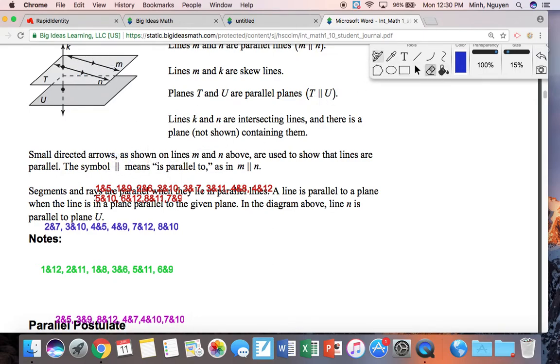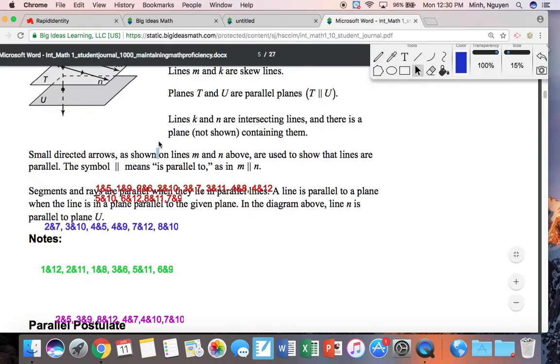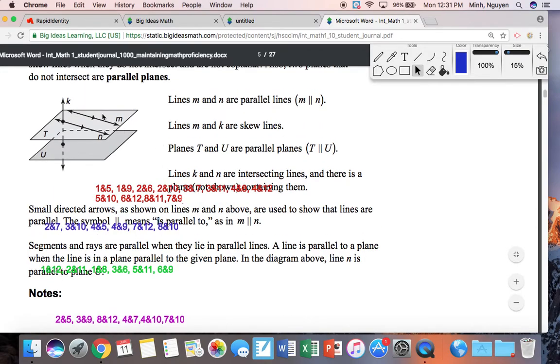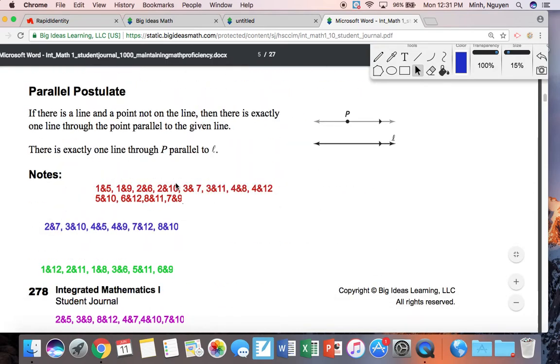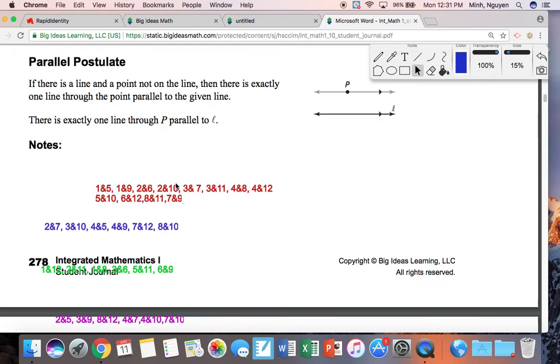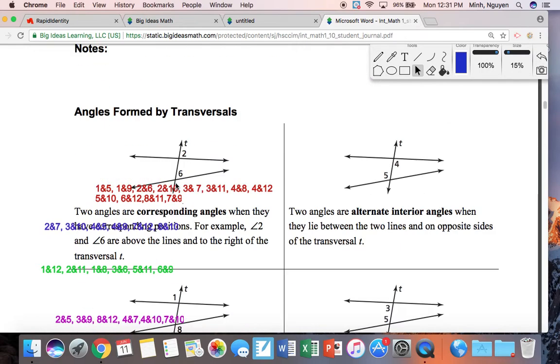Segments and rays are parallel when they lie in parallel lines. That means if lines are parallel, then the parts of them are also parallel. Parallel postulate: if there's a line and a point that's not on the line, there's only one line that goes through it that is parallel. This is the same thing except for perpendicular lines.